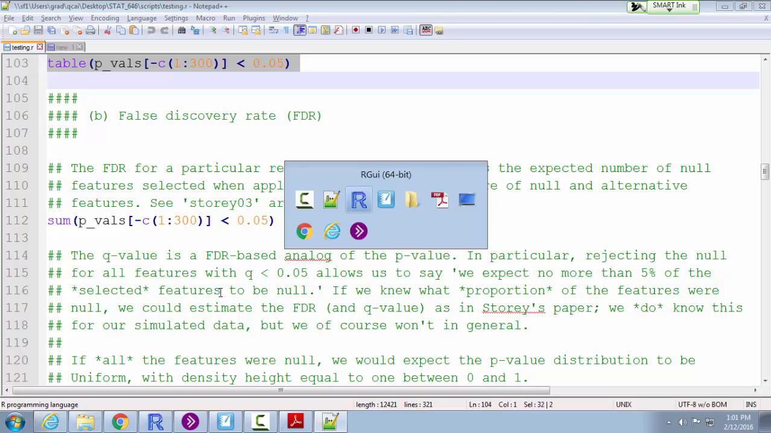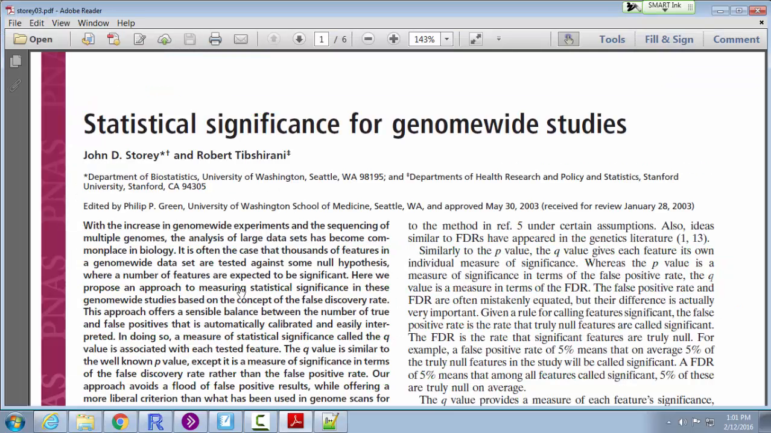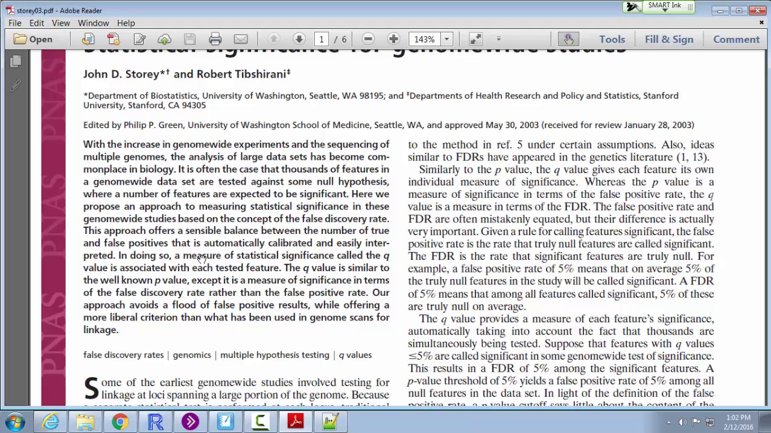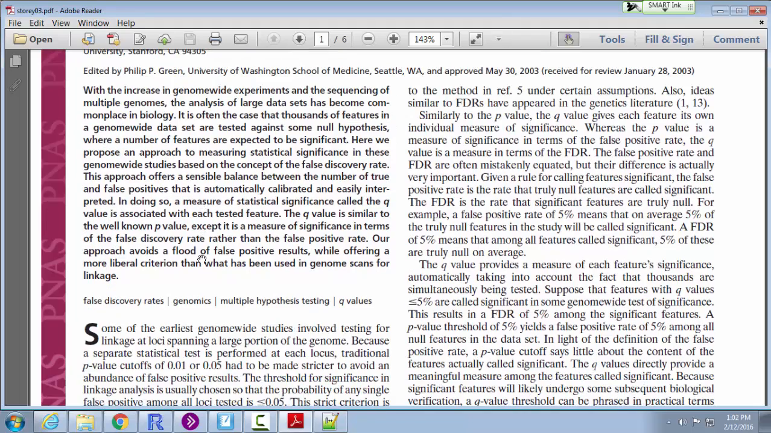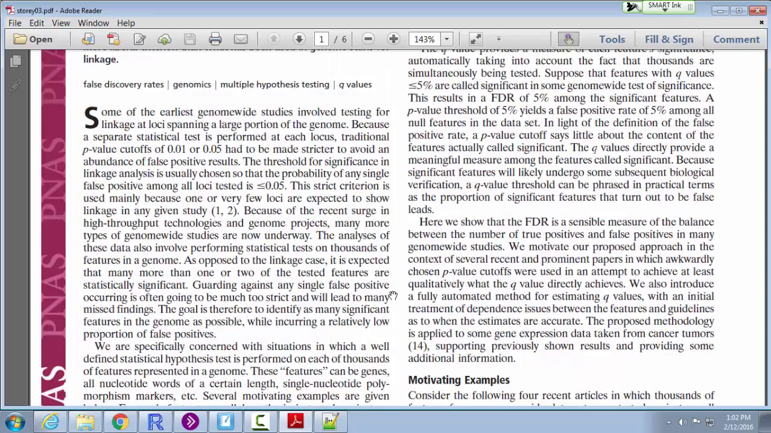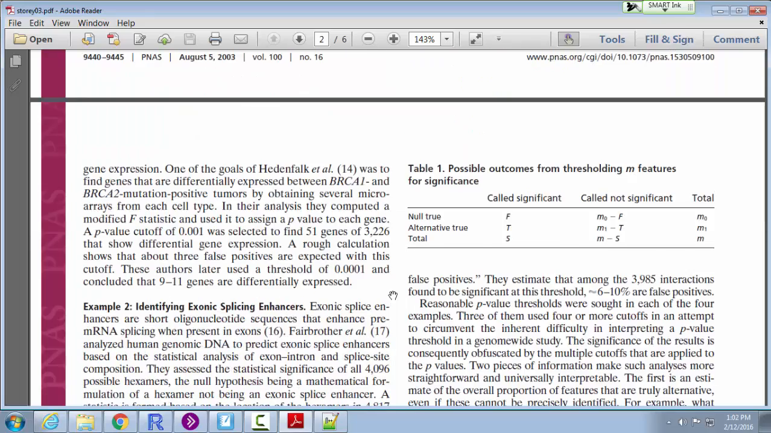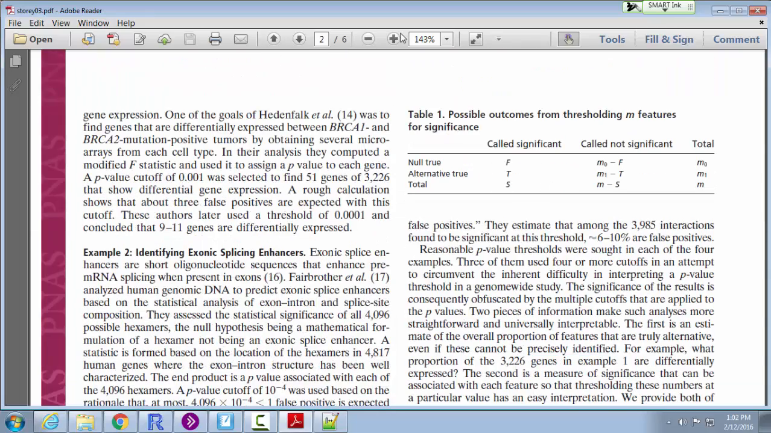Okay, let's go and talk about that. This is a paper that's on eCampus. It's story 03. This was from Proceedings of the National Academy of Sciences. So it's readable. And it's a good presentation of what FDR is about. So let's check out this table.